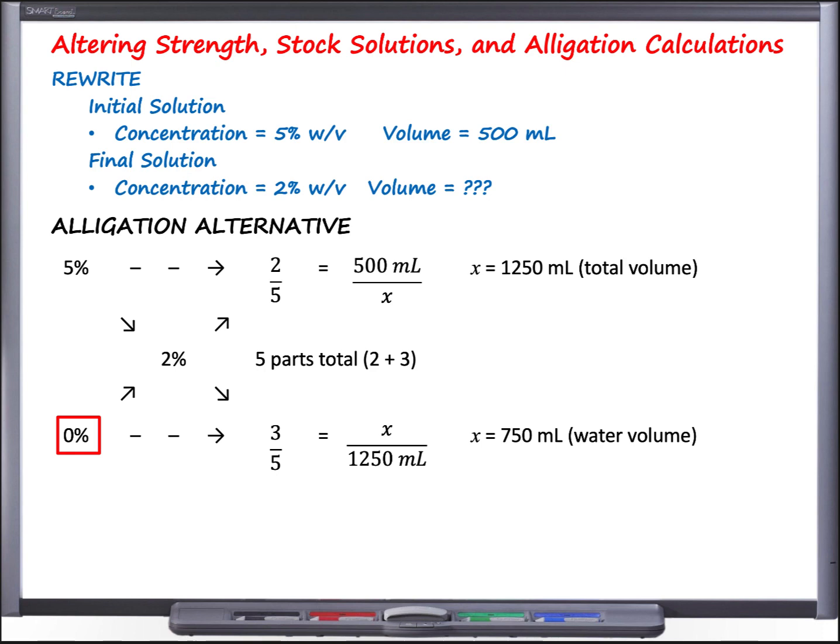So top left, 5, the high strength. Bottom left is the low strength, in this case 0%. Then what you do is in the middle, to the right, you put the number of your desired concentration.